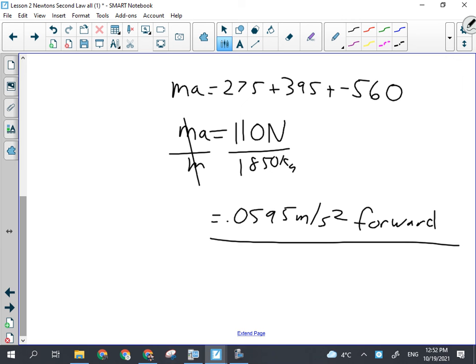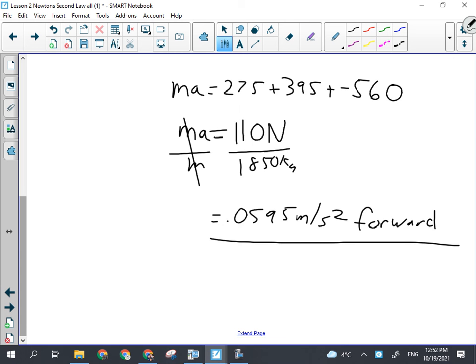Okay, so roughly 6 centimeters per second squared. So every second the car is pushed, it will go 6 centimeters per second faster than the second before. That may not seem like much, but if you keep pushing the car, it will eventually add up.